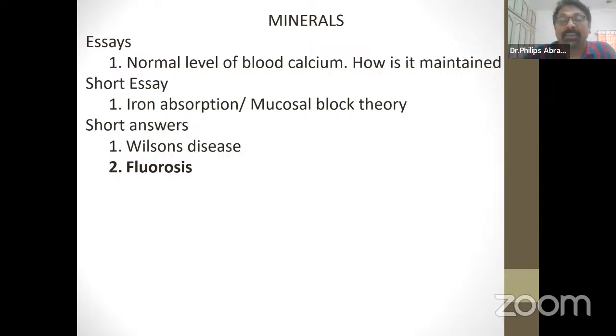Then, how is it maintained? You are supposed to say about 2 things, hormonal and non-hormonal. Hormonal factors, of course, as you know, vitamin D's active form calcitriol acts like a hormone. So calcitriol, PTH, and calcitonin are the hormonal factors. And there are some non-hormonal factors like the blood phosphorus level, age, children, renal threshold, blood protein level, and acidosis or alkalosis. Those are the non-hormonal factors.